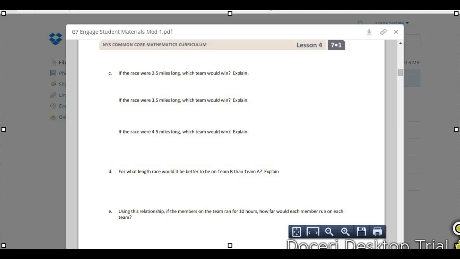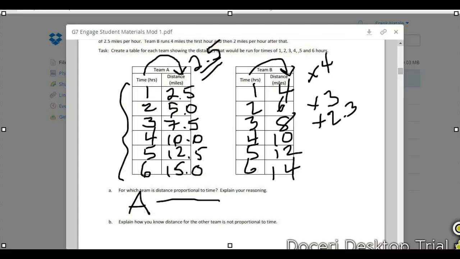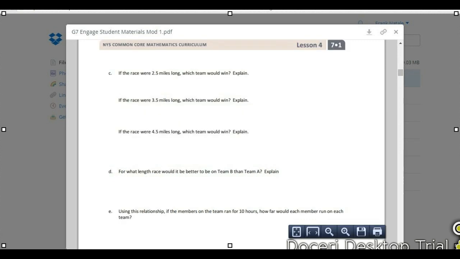Now C asks you, if the race were 2.5 miles long, which team would win? We need to go back and take a look at our tables. If it were 2.5 miles, you can see that for Team A, 2.5 miles takes them 1 hour. But B has already gone 4 miles in that hour, so 2.5 miles is going to be less than an hour. So that would be Team B, of course. Team B would win.